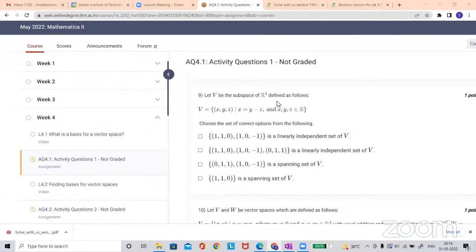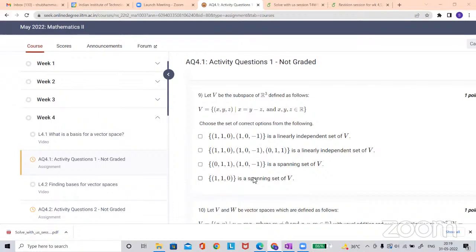What is the doubt here? In this question, option number 4: is this a spanning set of V or not? Check whether the condition is satisfied or not. First of all, just use the definition of spanning. What is the definition of spanning?